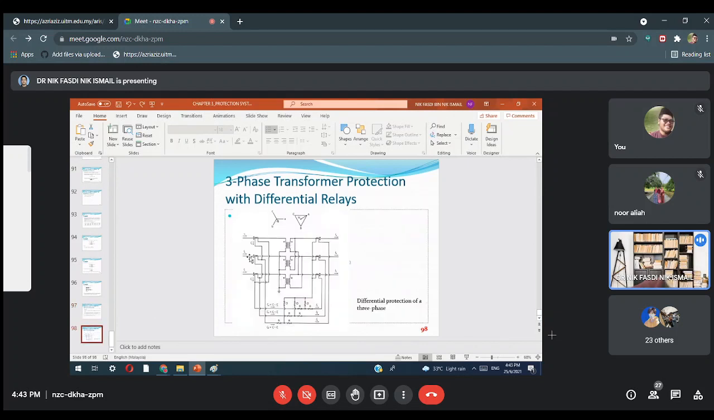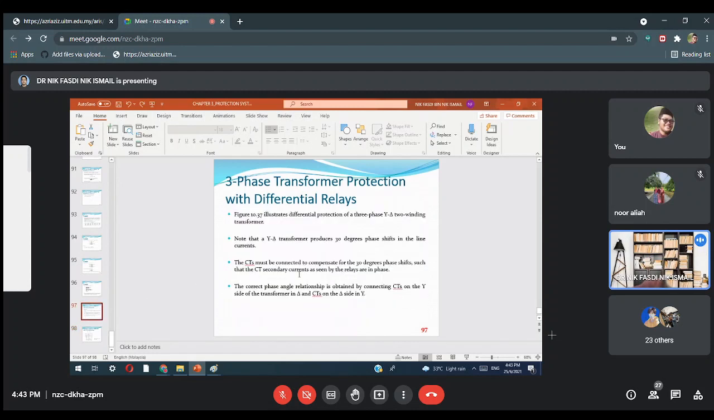Isu dia gini, kalau Y delta connection for three phase ni, basically dia akan ada phase shift. So cerita nanti untuk current transformer dia kena has a different connection with the transformer. Dalam ni pun dia ada explain kat sini. In order to make all the current are in phase, the correct phase angle relationship is obtained by connecting CTs on the Y side of the transformer in delta and CT on delta in Y.